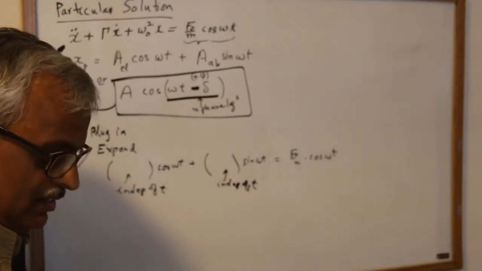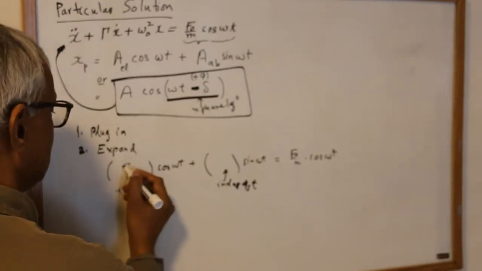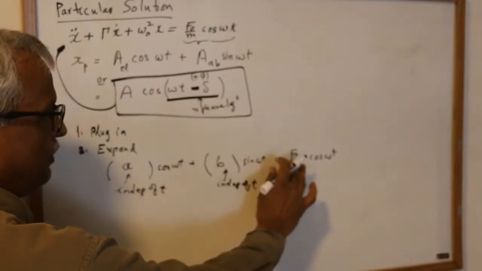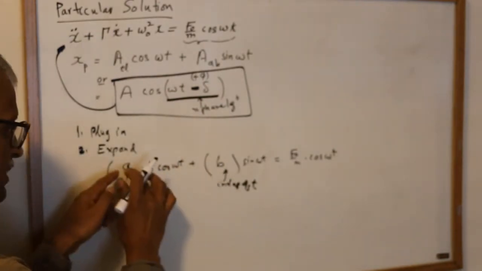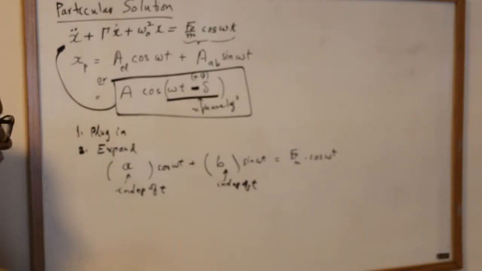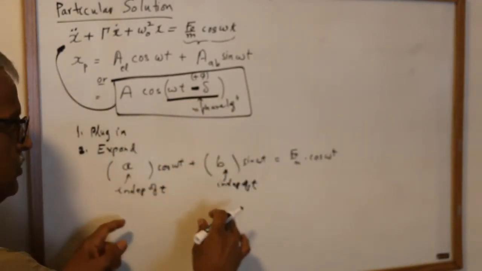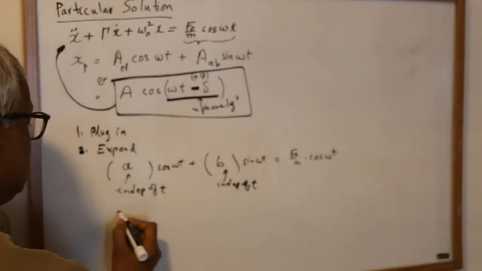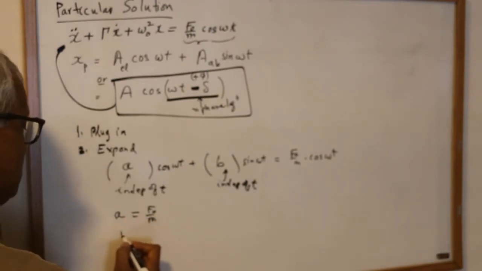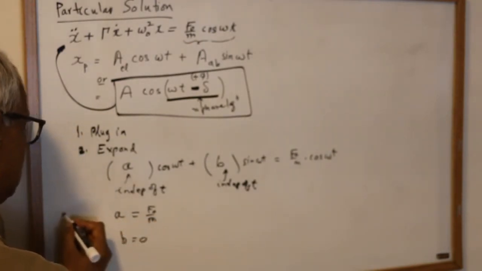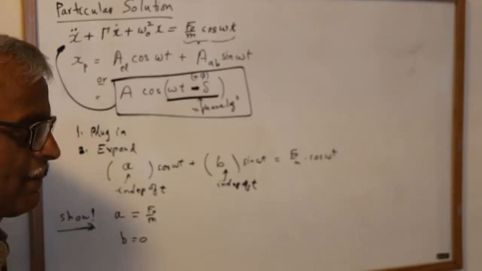Okay, in this equation, you can show by multiplying by cosine omega t that this a has to be equal to f0 over m. If you multiply by sine omega t and integrate over a period, you can show this b equals 0. So this just becomes a equal to f0 over m and b equal to 0. You can show this.